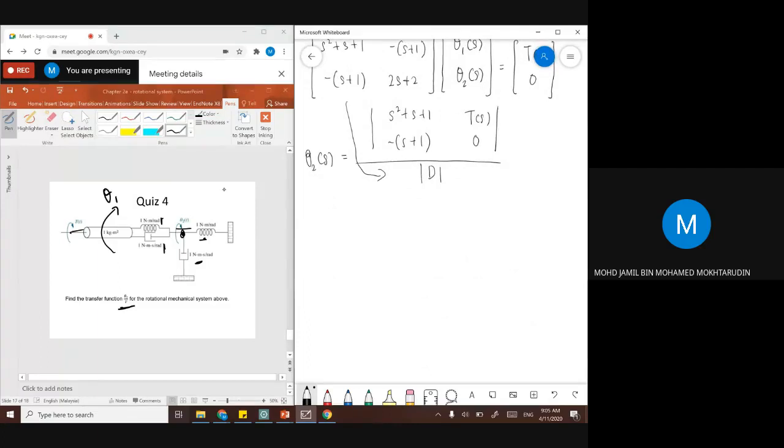And then if you write theta 2 over t, so this one becomes s plus 1 over determinant tadi. Okay, so if you have this jalan kira ke, okay, jawapan akhir 1 markah. Tadi dah 6, okay, ni 3 markah lagi. 3 markah ni jalan kira. Tapi in the end dia nak ni, okay.